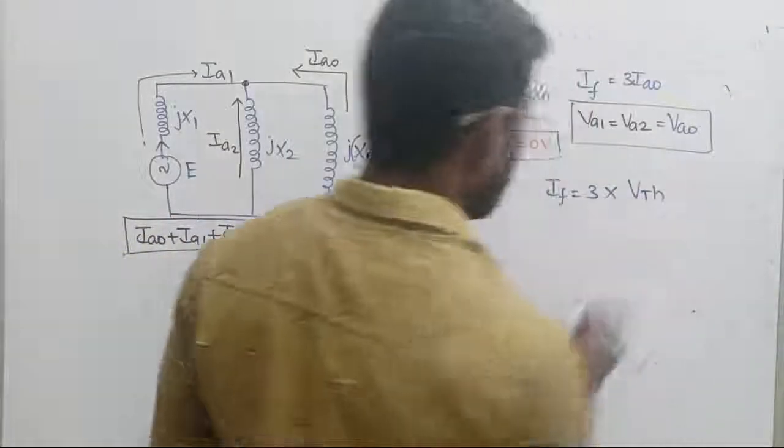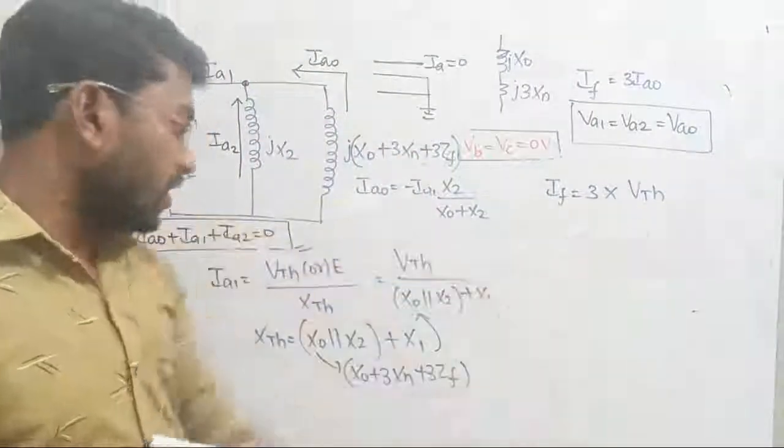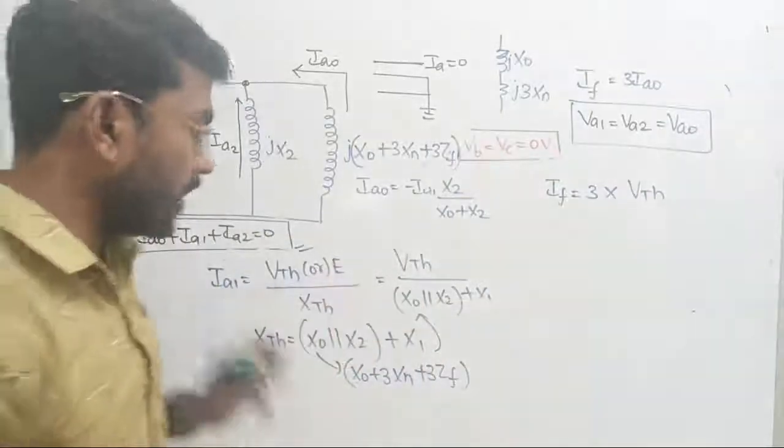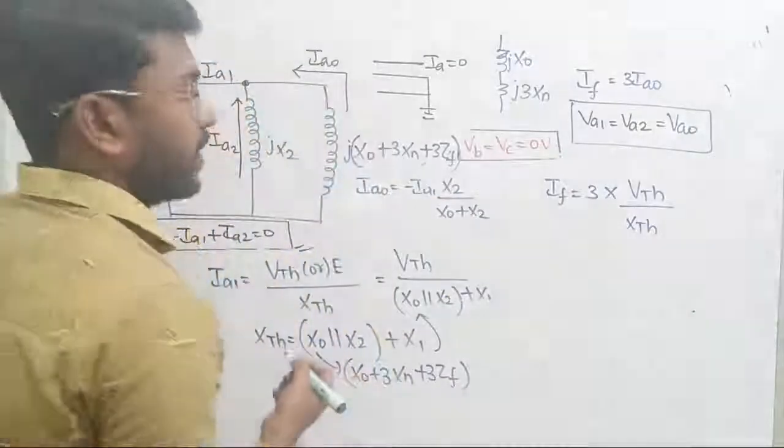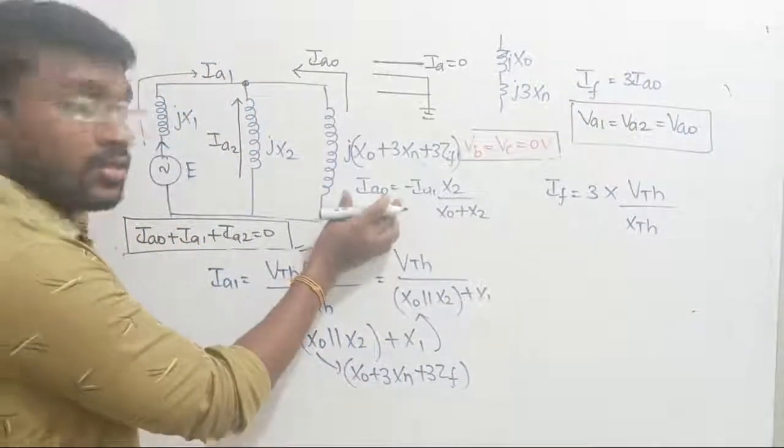In the substitution, the fault current is going to be what? IA0 is equal to VTH divided by this net value. Directly let me write, that is going to be XTH. Guys, listen. The actual value is your IA0. This is my IA0. This is my IA0.